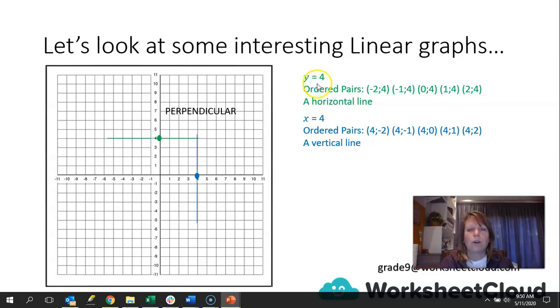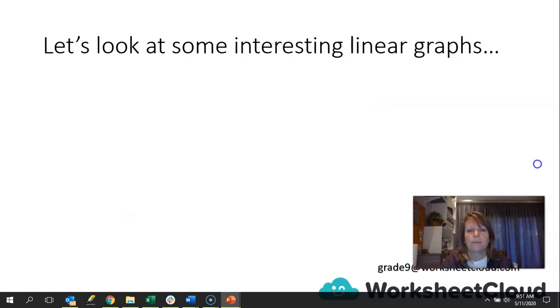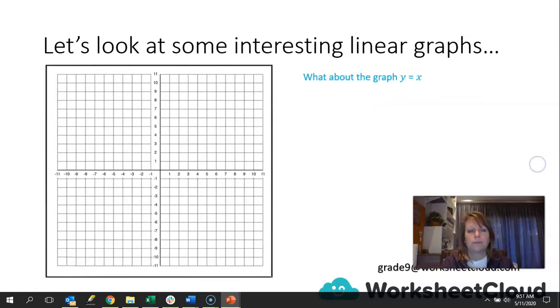Those two lines, we've given no other information other than y is equal to 4. So x can have any value as long as y is equal to 4, and it creates a straight horizontal line. Where x is equal to 4, y can have any value, but because x is equal to 4, it creates a vertical line, and it is parallel to the y-axis. All right, everybody happy with that? And when those two cross, they become perpendicular lines. Right, let's have a look at something else.